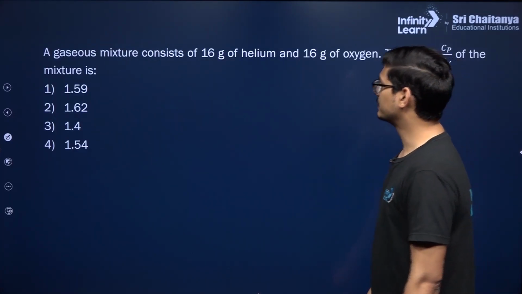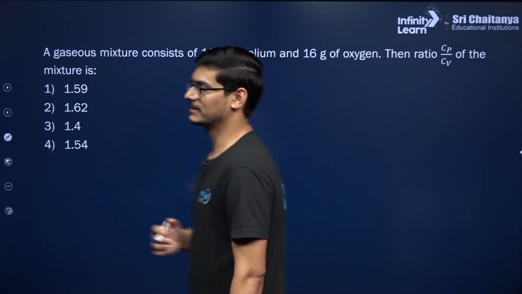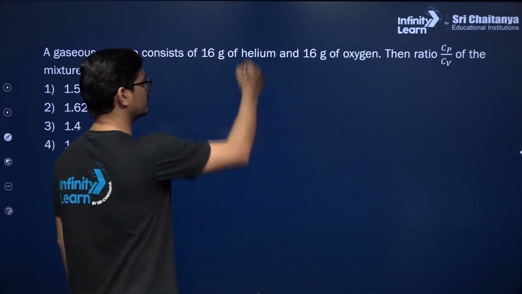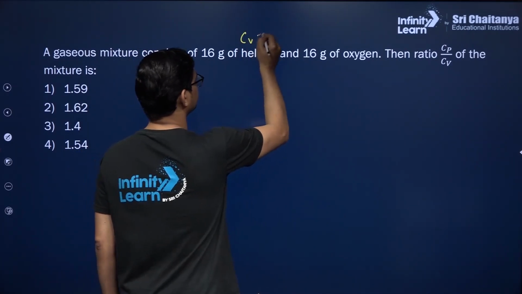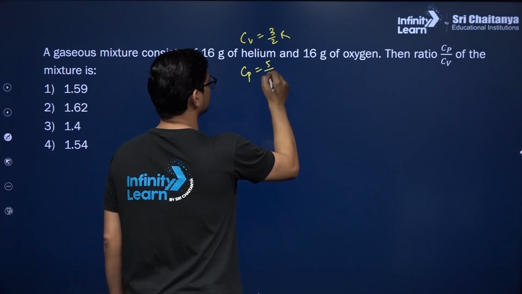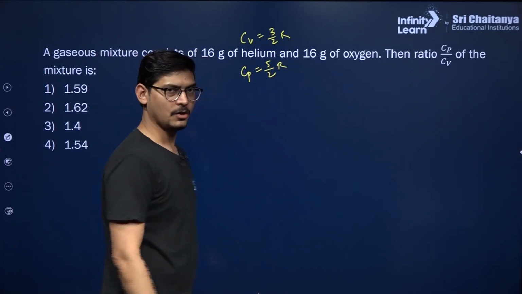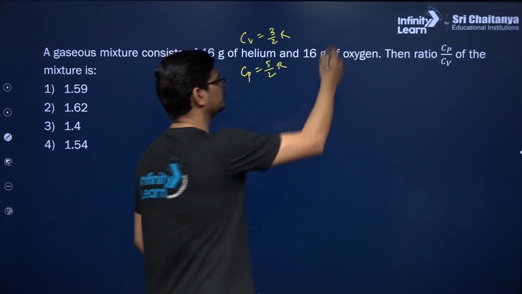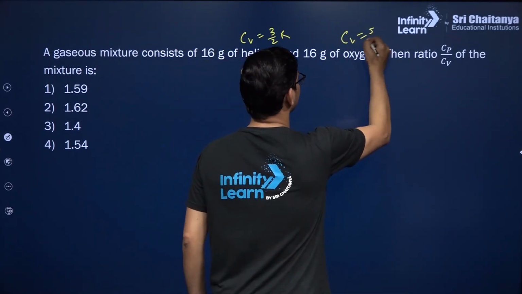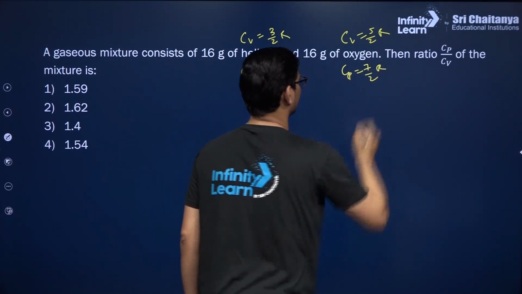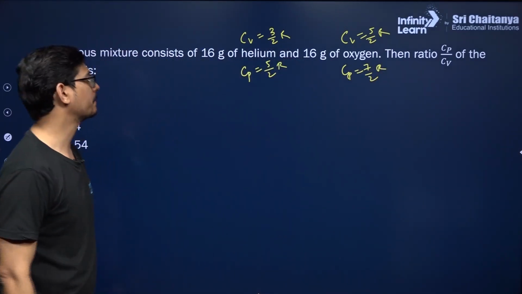A gaseous mixture of 16 gram of helium and 16 gram of oxygen. What is the ratio of Cp by Cv? So remember, helium is a monatomic gas. Its Cv is 3 by 2R and Cp is 5 by 2R. Oxygen is diatomic. If we ignore the vibrational mode, then its Cv is 5 by 2R and Cp is 7 by 2R, right? Because Cp is Cv plus R.